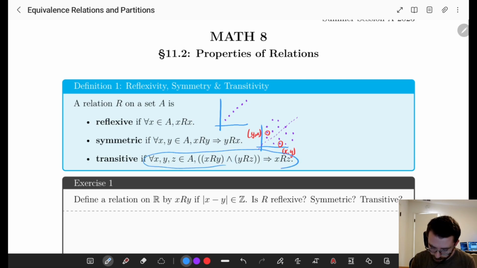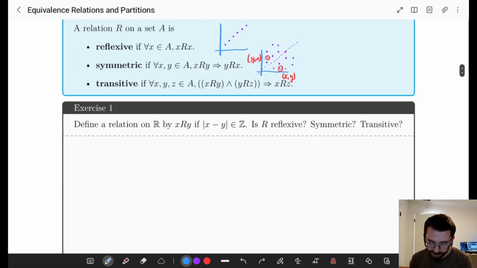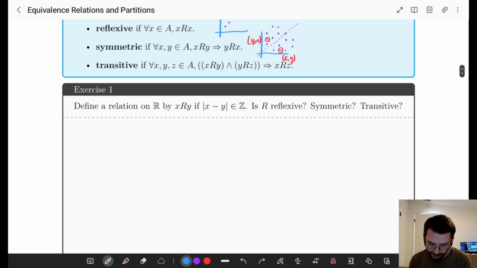Transitive is the transitive property we all know and love: if x is related to y and then y is related to z, then x is related to z. Transitivity is hard to draw, but hopefully it's something that's talked about enough in other settings that it's fairly familiar. Okay, so let's consider a relation and ask if it's reflexive, symmetric, or transitive. The relation is: x minus y in absolute value is an integer. This is a relation on the real numbers, meaning x and y can be any real numbers I desire.